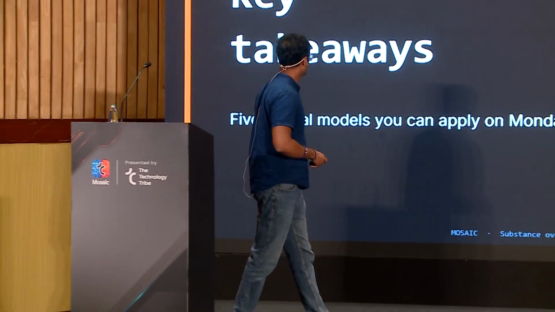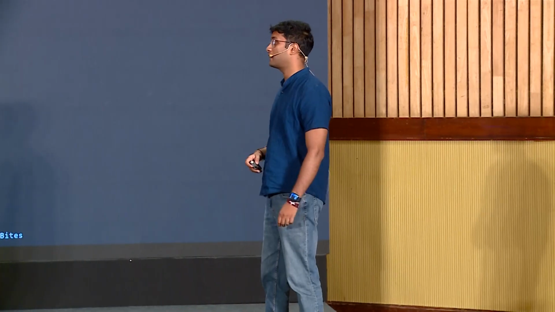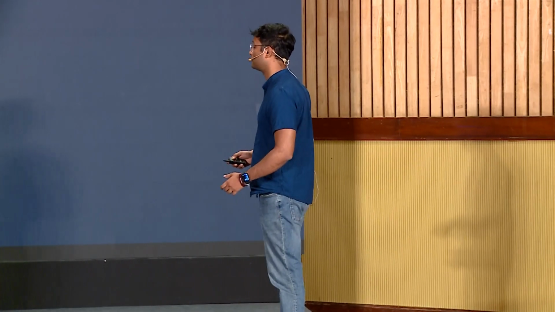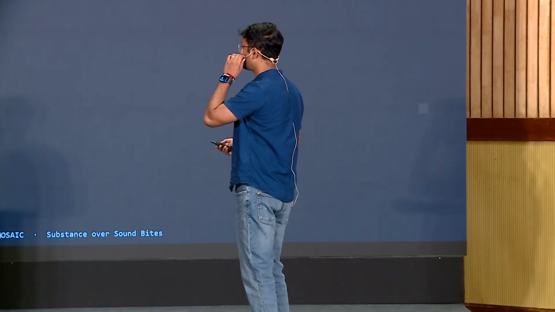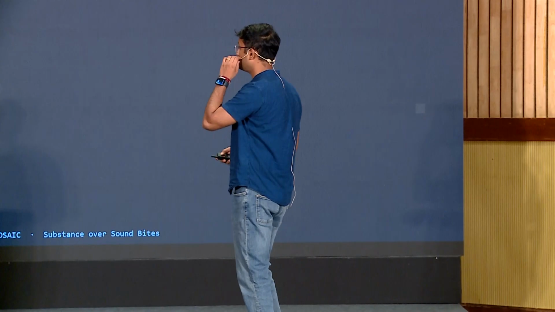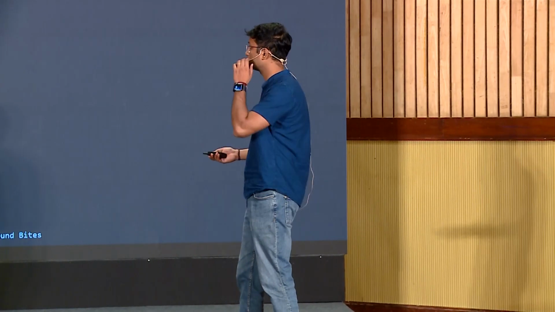Key takeaways: 5 mental models that you can apply on Monday. First, the kernel is a deployment target. You can run your custom programs with eBPF. That in itself is a big enablement in terms of running your logic at the lowest level possible, leveraging the actual performance of your machine.